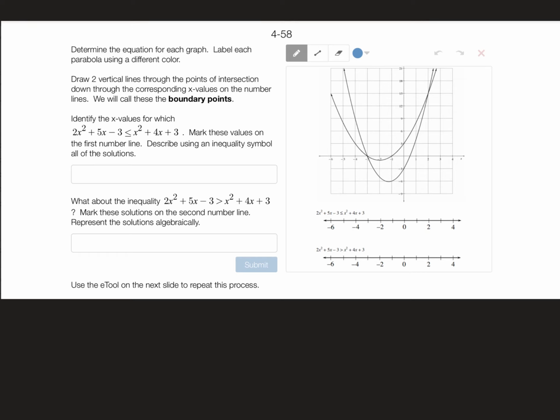All right, so this one we're going to figure out the equation for each of the graphs that we see. So label each parabola using a different color. I'm going to go ahead and use a teal color for this one and a pink color for this one. Now the easiest way to identify them is going to be to look for their intercepts. So I know that in my teal colored graph I will have a y-intercept of -3.